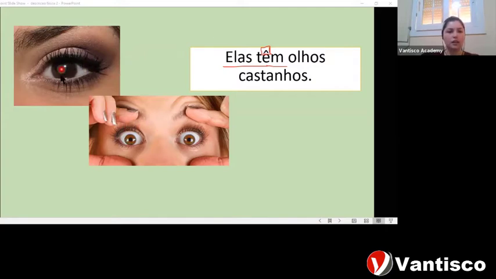Brown eyes. Here his eye is darker, her eye is darker, and her eyes are lighter, right? But we say castanho. Castanho means brown. Brown eyes, okay? Elas têm olhos castanhos. I put different types of brown, but on my computer, depending on the brightness, I can see it's brown, okay? So it depends on the brightness of your computer. Again, elas têm olhos castanhos. They have brown eyes.